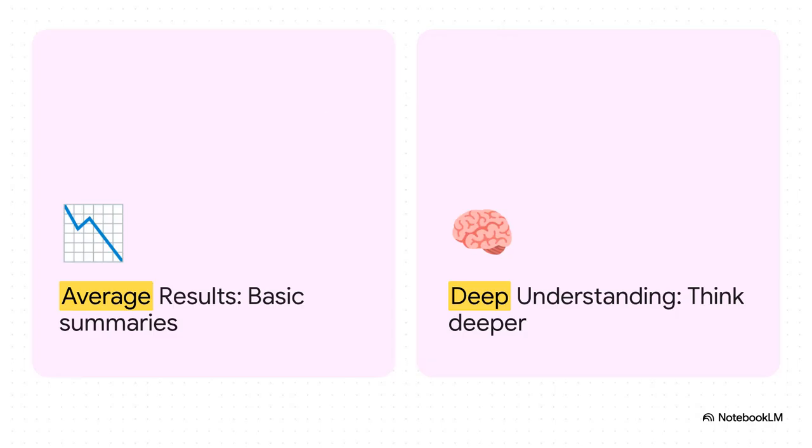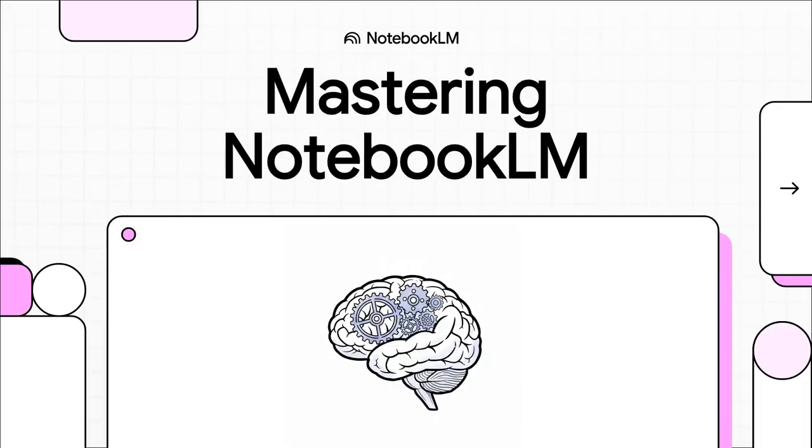Look at the trap we all fall into versus what's actually possible. With average results, you ask for a summary and you get this passive, surface-level skim. But deep understanding? That's a whole different ballgame. By using advanced, highly structured prompts, we can actually transform the AI from a simple, boring summarizer into a dynamic, relentless tutor. So welcome to this explainer.